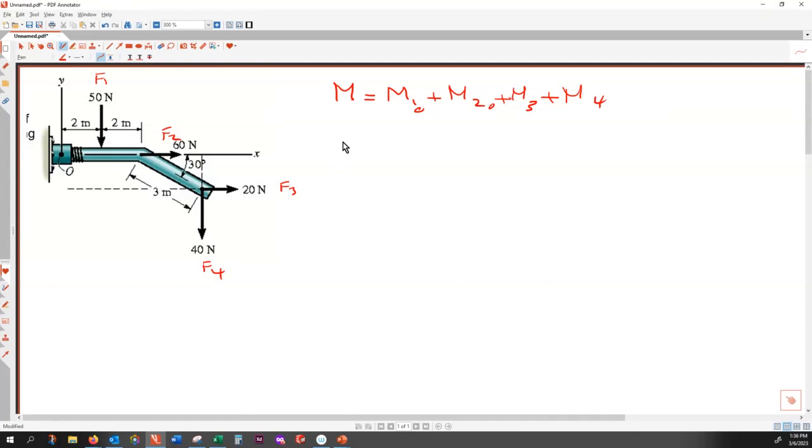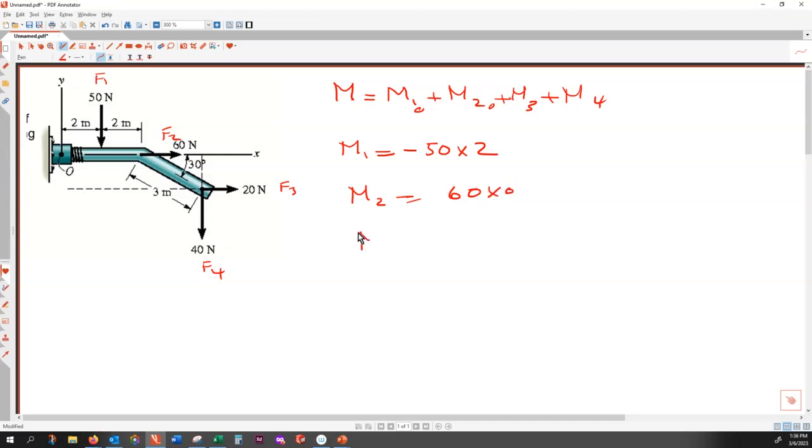And what is the rotational effect of 1? M1, that is 50. The shortest distance between 50 and point O, that is 2. And is this positive rotation or negative rotation? That is a negative rotation. The second one, F2, Nguyen, F2, what is the 60 multiplied by what? Darcy, with the second one, what is the, yes, thank you, Nguyen, that is 0.